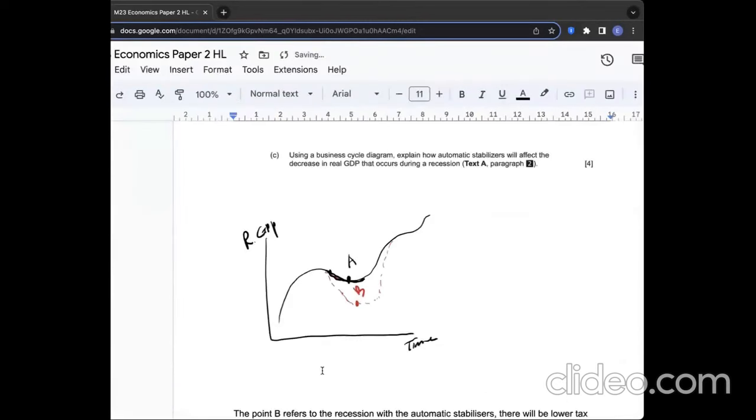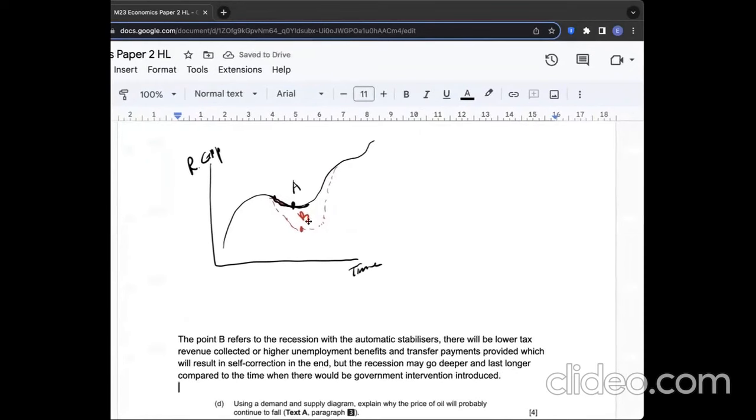Here we go. The point B refers to the recession with the automatic stabilizers. There will be lower tax revenue collected or higher unemployment benefits and transfer payments provided, which will result in self-correction in the end, according to the automatic stabilizers. But what I want to emphasize is that such a recession may go deeper and may last longer compared to when there is government intervention introduced.